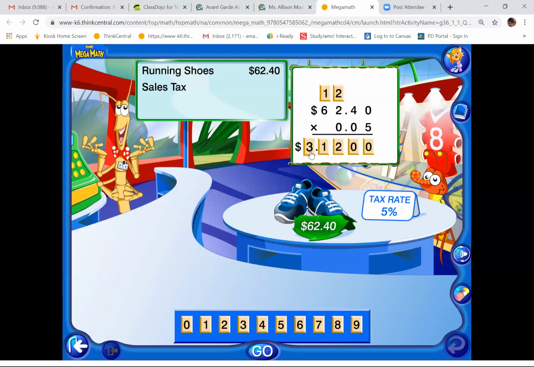So we have $3.12. Now, what does that answer? The question was how much sales tax. So the shoes are $62.40. And the sales tax is $3.12. We need to add those together, don't we, to find the total amount.